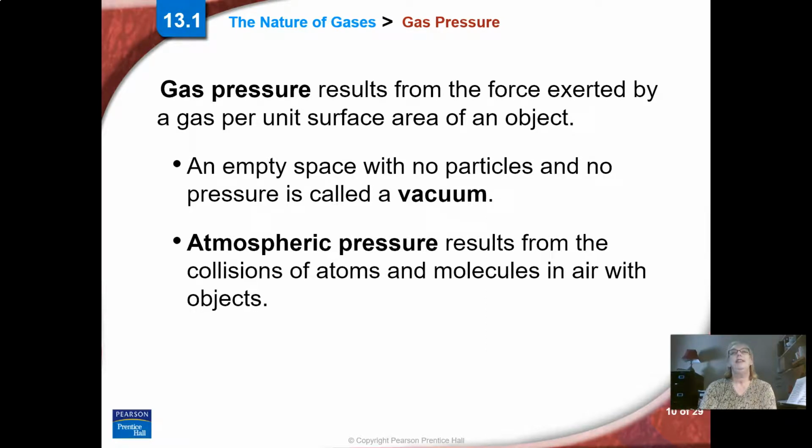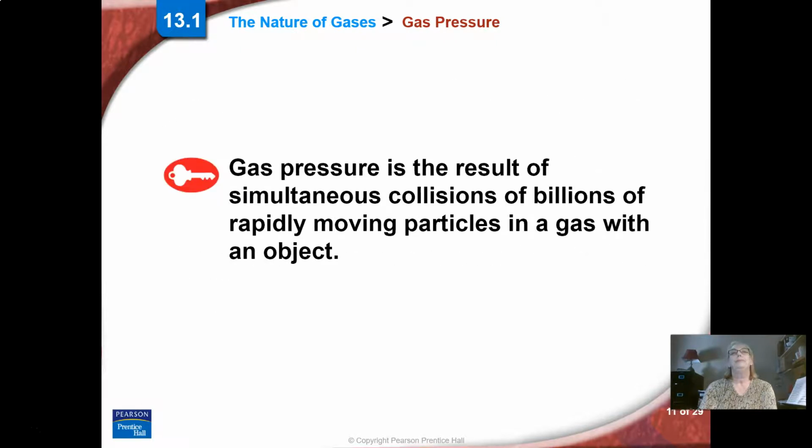Atmospheric pressure is the number of collisions that are hitting the side of your container per the space that you have. So for every square inch, or every square centimeter, or every square millimeter, how many collisions of atoms are happening. So this pressure is the simultaneous collision of billions of particles of gas hitting the side of the container. So you can think of it as a balloon.